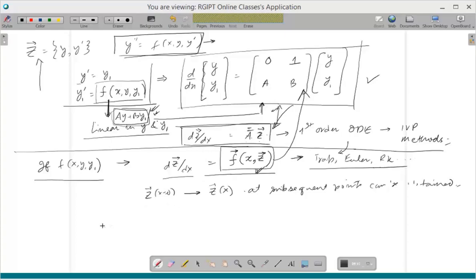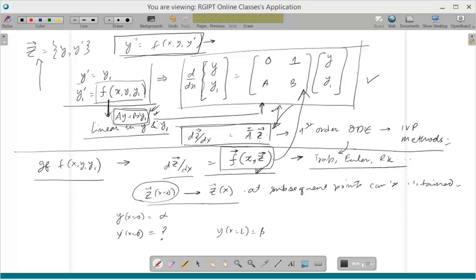But the problem is that I do not know z at x equal to 0. I only know one component, that is y at x equal to 0, which is alpha, but y prime at x equal to 0 is not given. What I instead know is y at x equal to L, that is given. I wanted the other thing, but this is given to me. So that is the problem. Since both components are not known at x equal to 0, I do not know z at x equal to 0.